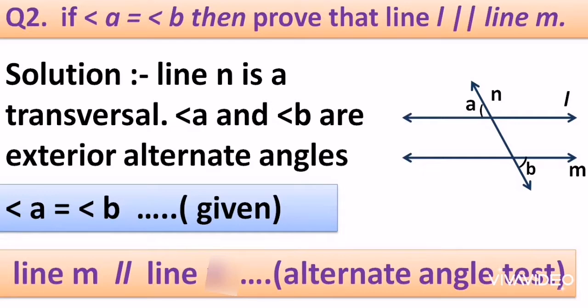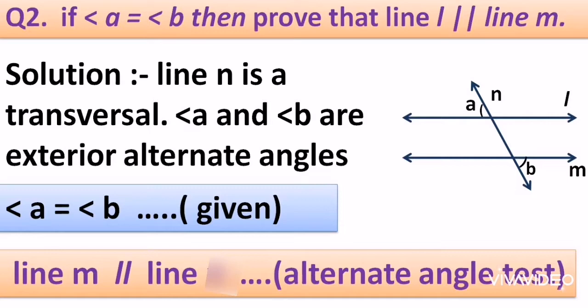Boys and girls, just a reminder for you all: whenever you need to prove lines are parallel, we have to write the ___ angle test. It can be the interior angle test, the corresponding angle test, or the alternate angle test. So whenever I need to prove lines are parallel, I will write that angle test as the reason. It can be any reason according to your question.